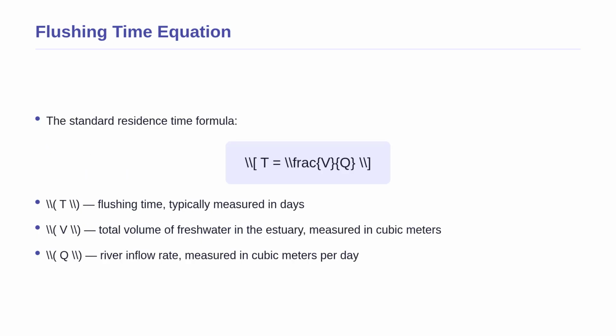To find out exactly how long this cleaning process takes, we use the standard residence time formula. T represents the flushing time in days. We calculate this by taking V, the total volume of freshwater currently held within the estuary, and dividing it by Q, the river discharge or inflow rate. Think about it physically. If the river flows faster and the inflow rate Q increases, the denominator gets larger, which means the flushing time T will decrease. The estuary cleans itself much faster.